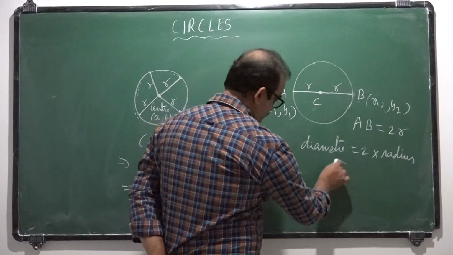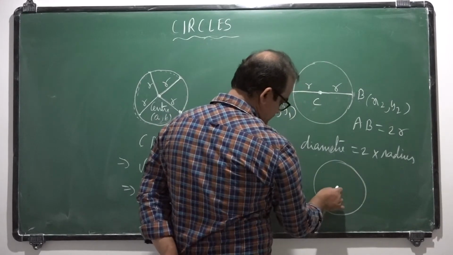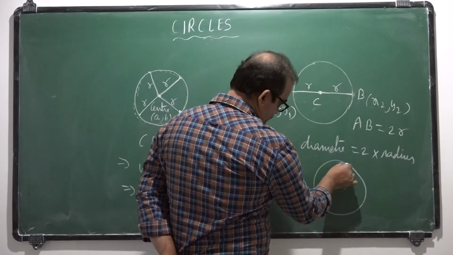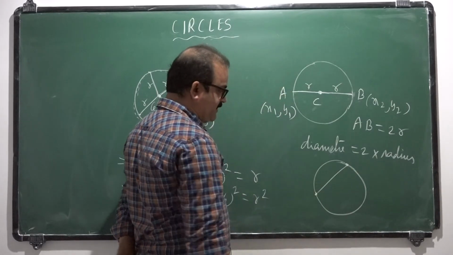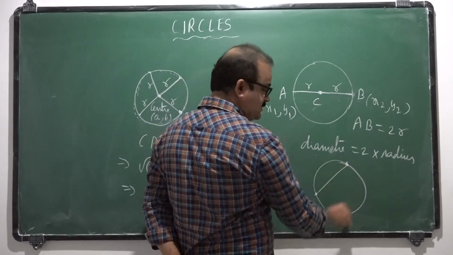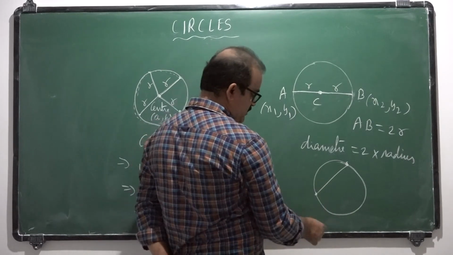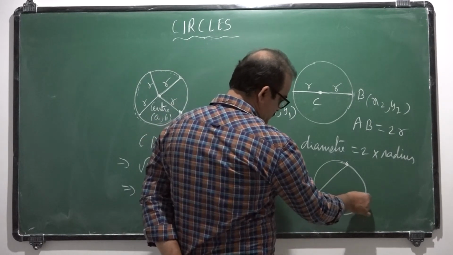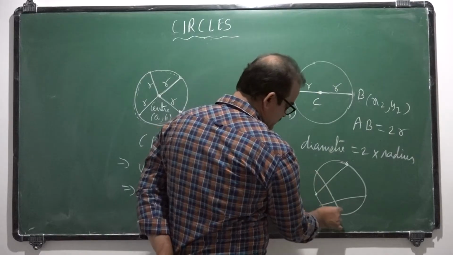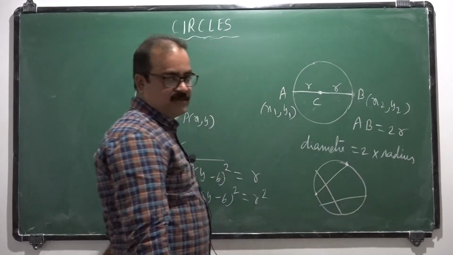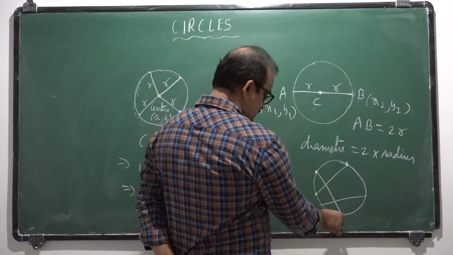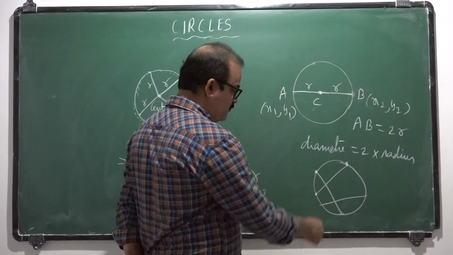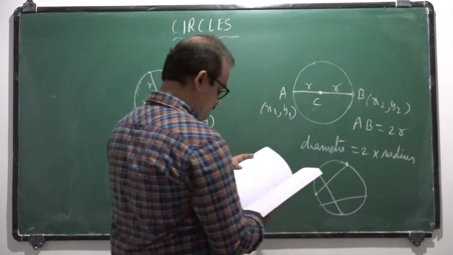And the chord of a circle. The line segment joining any two points on the circle is called a chord. This is one chord and this is another chord. This is another chord. All these are called chords of a circle. So a chord is the line segment joining two points on the circle.